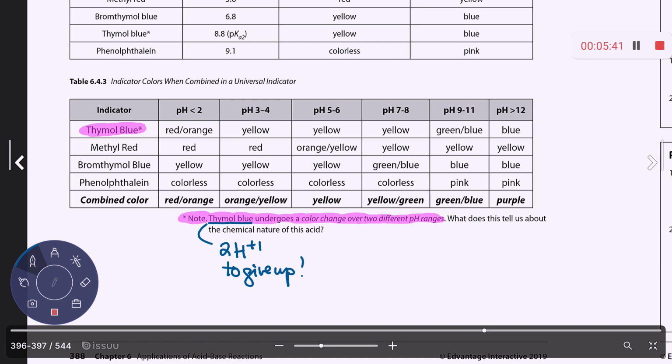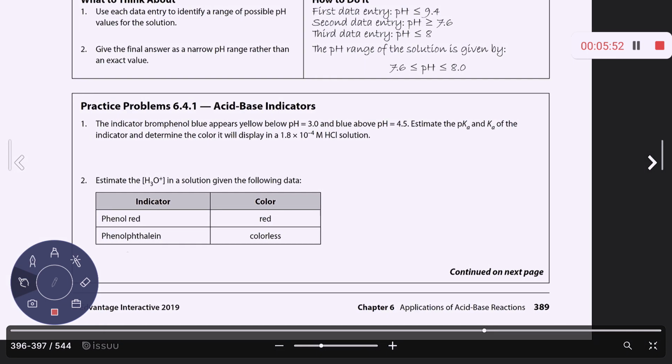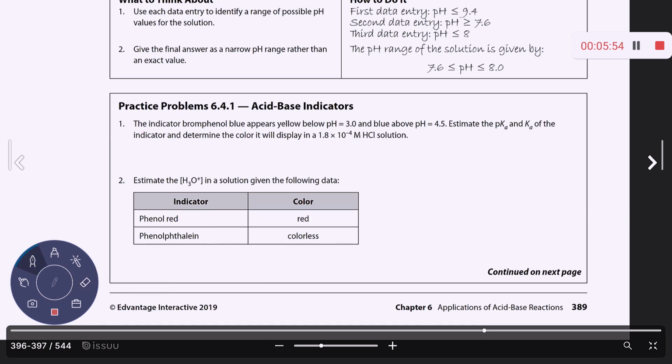Let's take a look at the practice problems. Okay, practice problem number 1. The indicator bromophenol blue appears yellow at a pH below 3 and blue at a pH above 4.5. Estimate the pKa and Ka of the indicator and determine the color it will display at 1.8 × 10⁻⁴ molarity.